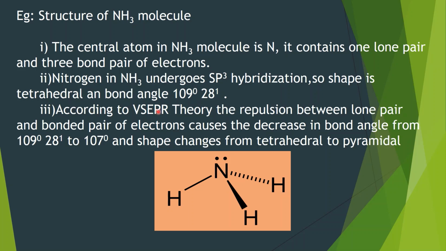But here, according to VSEPR theory, the repulsion between lone pair and bonded pairs of electrons causes the decrease in bond angle from 109 degrees 28 minutes to 107 degrees, and shape changes from tetrahedral to pyramidal. So even though in ammonia nitrogen undergoes sp3 hybridization, it doesn't have tetrahedral shape and tetrahedral angle, that means 109 degrees 28 minutes. The shape and the bond angle are changed because of the lone pair-bonded pair repulsions.